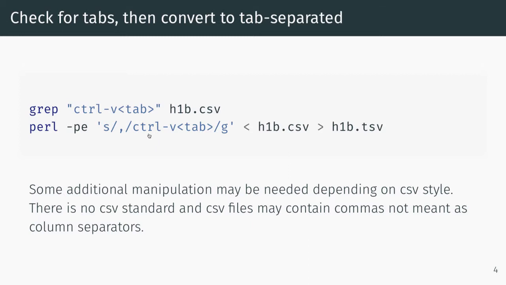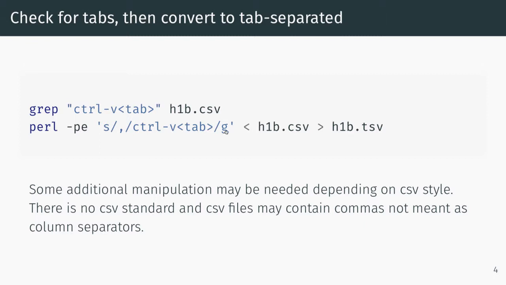What I do is press Control V, and that tells the system that the next character I want quoted rather than acted upon. So that means I can then press the tab key. So I don't type out angle brackets and tab. I actually press the tab key after I press Control V, and that makes tab be the replacement pattern rather than having the tab actually act as it normally would.